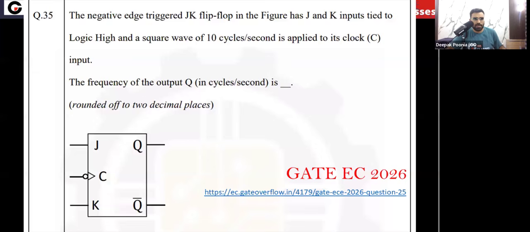Let's solve the GATE Electronics 2026 question. You can find this question on the GATE Overflow website for EC, at ec.gateoverflow.in. So let's solve it. This is question number 35 in GATE Electronics 2026.